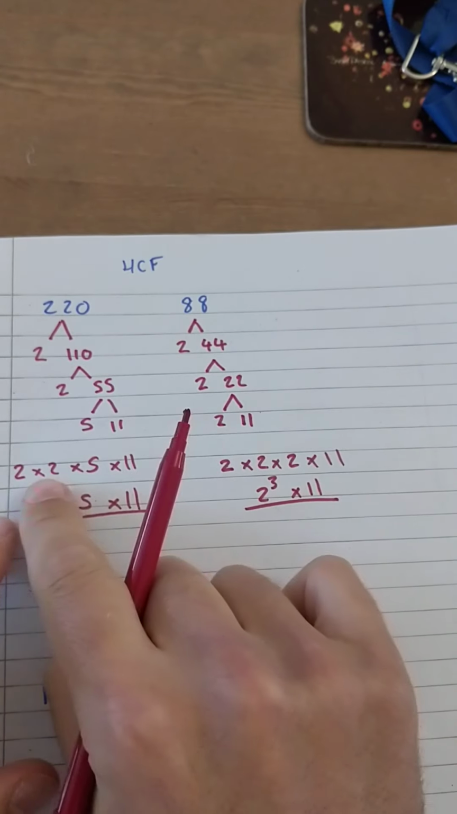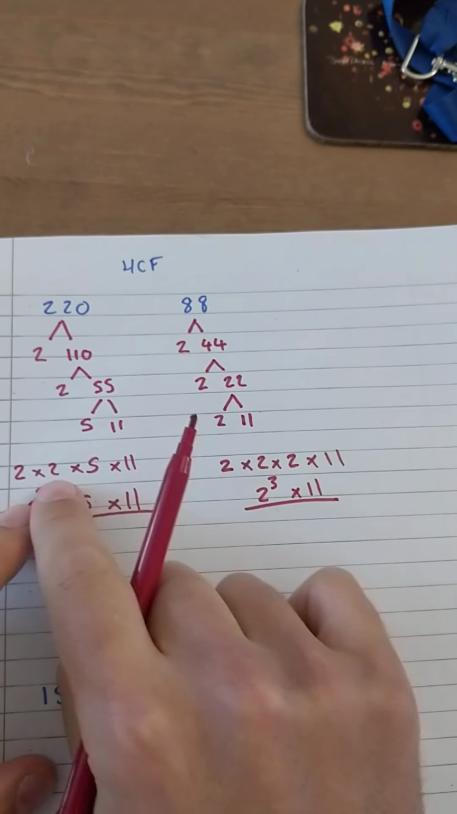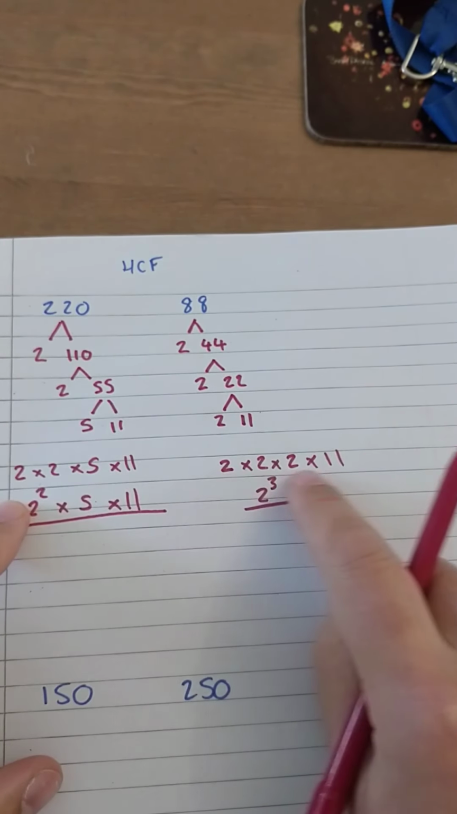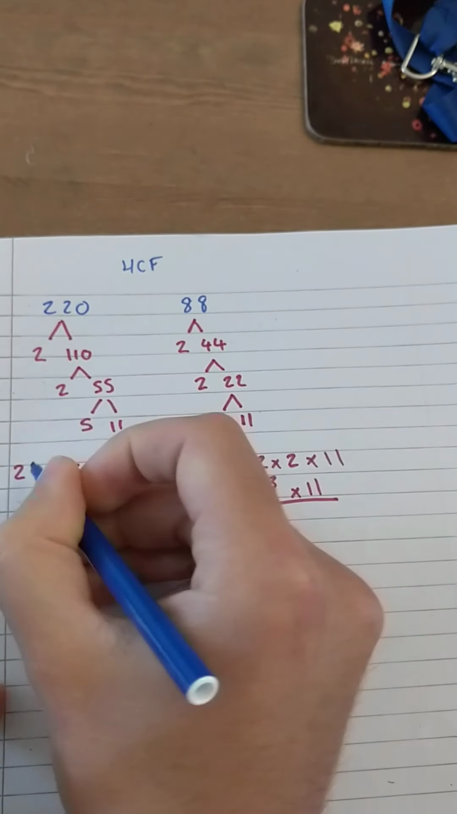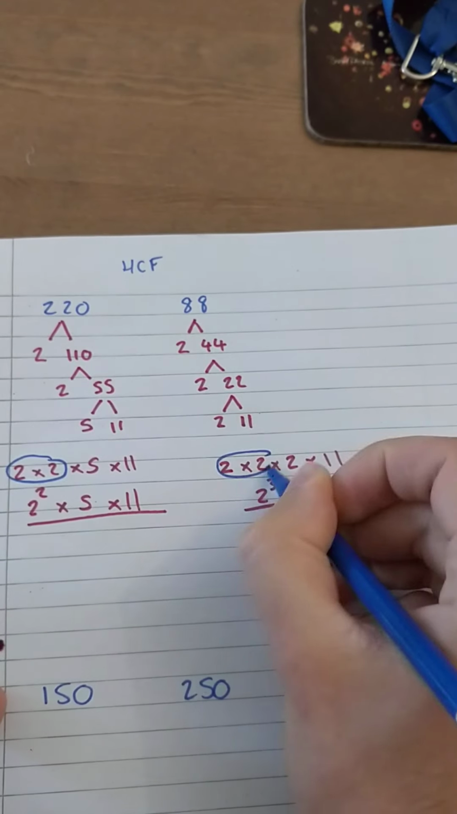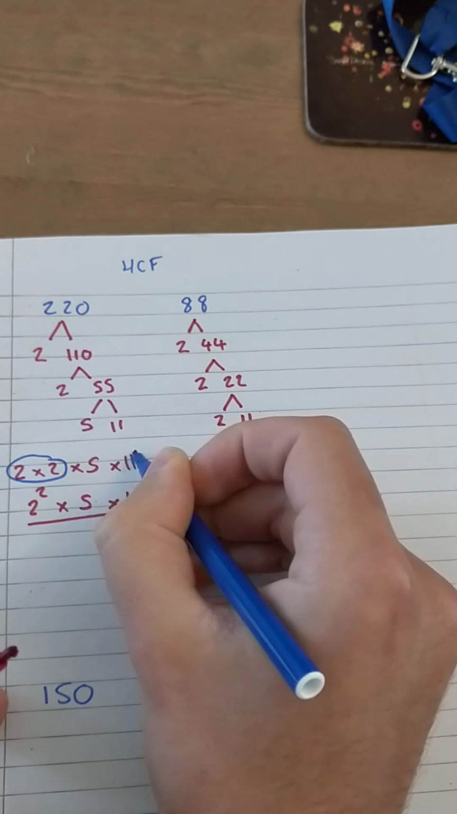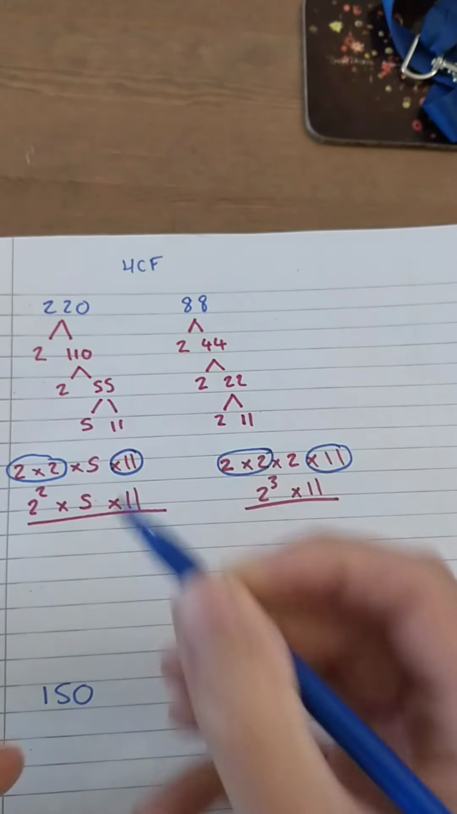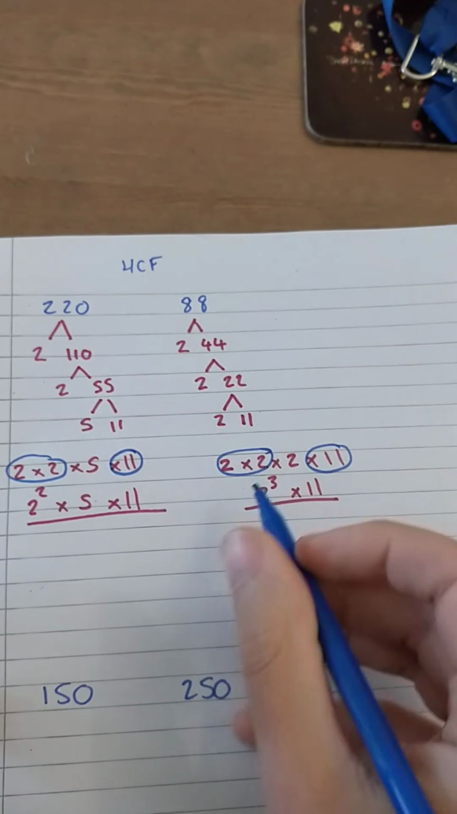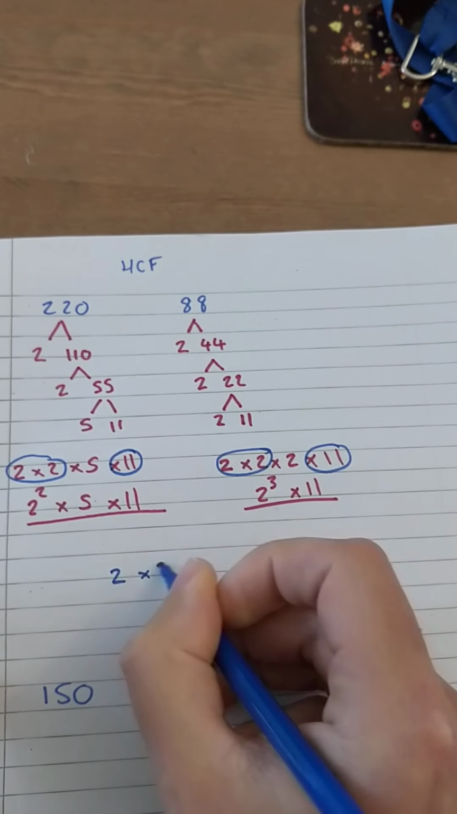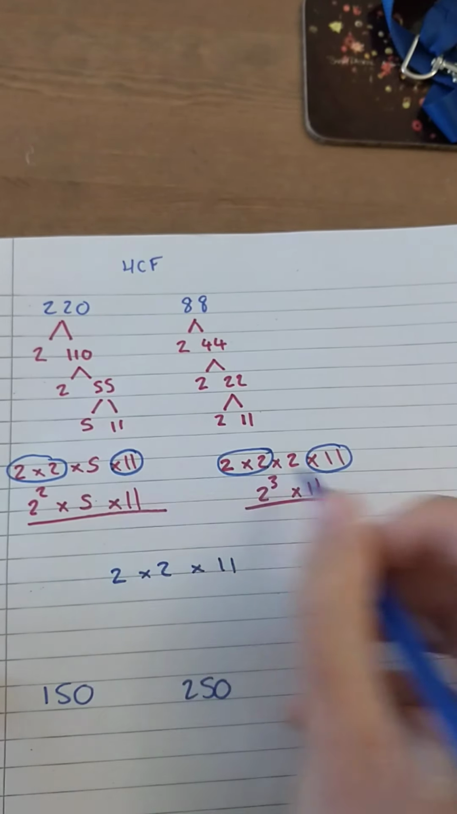Okay, now you're looking for the highest thing that they have in common. So if we have a look just at this row here, what does this row have in common with this row here? Well, I'll do it in a different pen. I've got this 2 times 2, and then I've got this times 11. That one's got another 2, and that's 5, so they don't share those. So the highest common factor that they have is 2 times 2 times 11. They've got those in common.